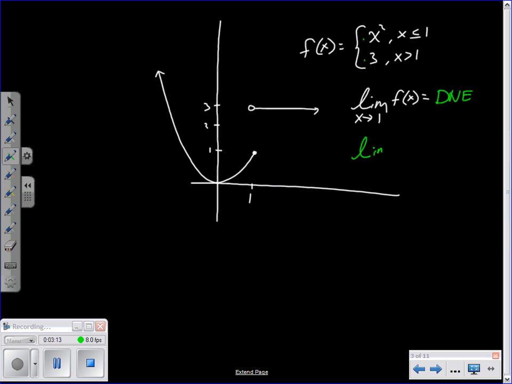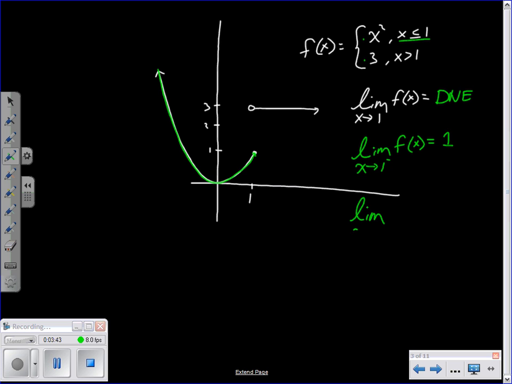So let's find the limit as x approaches 1 from the left-hand side for f of x. So if I look over here, I can trace my graph if I have a graph. And as I get really close to x equals 1, my y values get really close to positive 1. The other thing I can do is I can look at the domain. Since my domain is whenever I have x values less than or equal to 1, I can simply plug 1 into the value of x squared. So 1 squared is also 1.